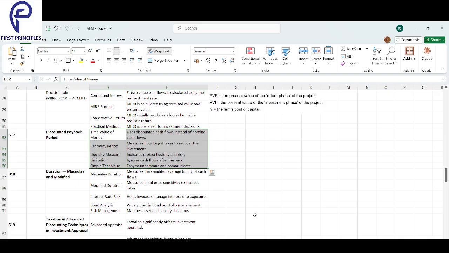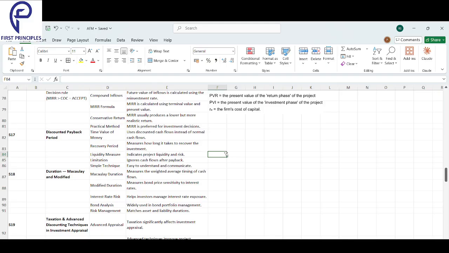Right? So it uses discounted cash flows, not your normal cash flows. So let me put it as normal cash flows here. It does not use your normal cash flows. You have to just discount your cash flows, and then you use the present value of those cash flows. You don't use your normal cash flows.